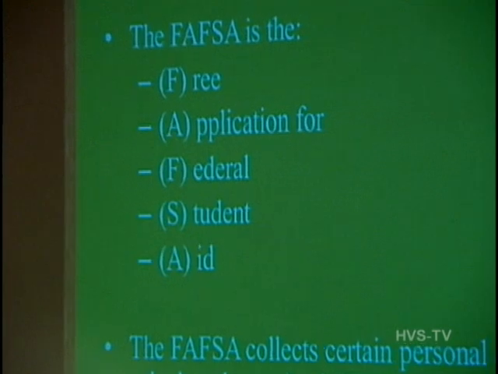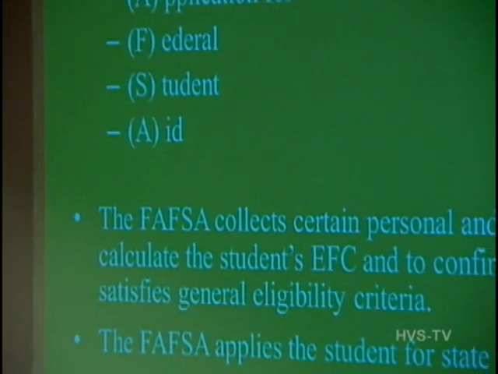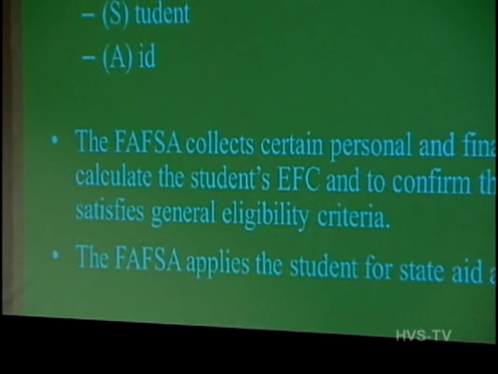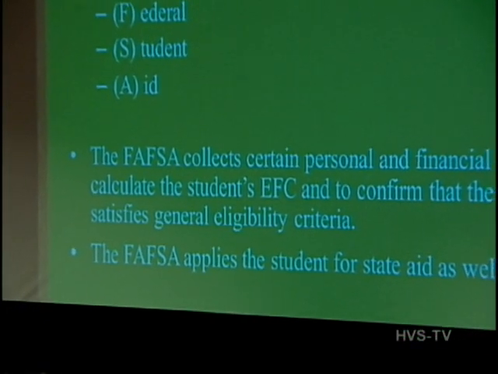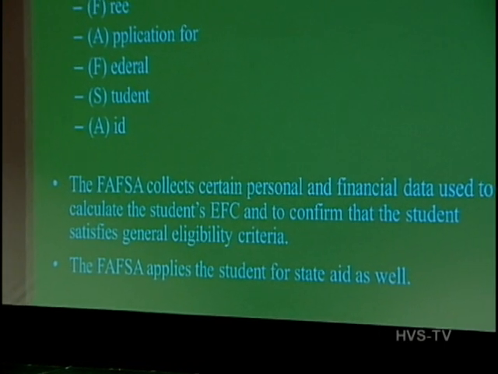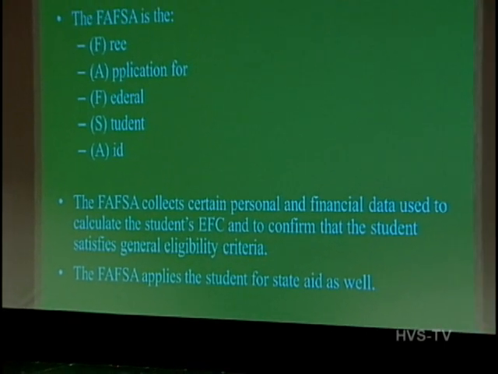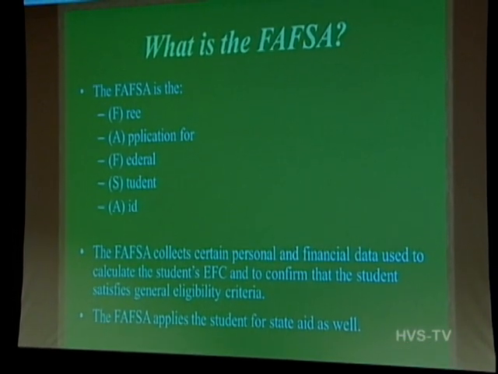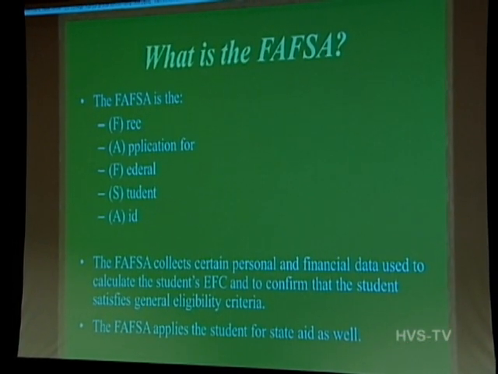For FAFSA purposes, your student is either going to be independent or dependent. The FAFSA asks 13 dependency questions to determine the student's dependency status. If the student can answer yes to any one of those, then you parents, you're off the hook. Your information is not going to be used to determine your son or daughter's financial aid eligibility.